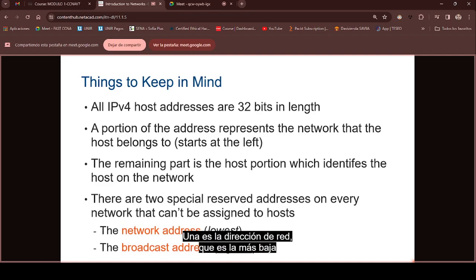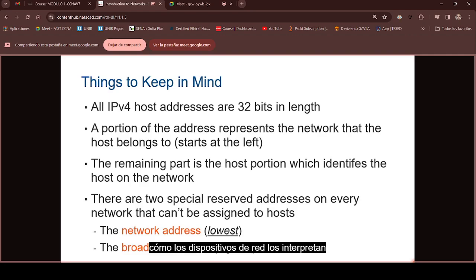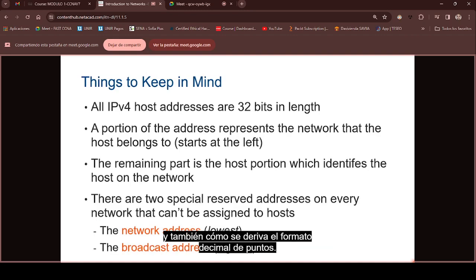One is the network address, which is the lowest in the range of addresses and represents the network that all the devices belong to. And the other is the broadcast address, which is the highest address in the range and can be used for a shout out to all devices on the network at once. Thankfully, there are shortcuts you can take for calculating these addresses without having to convert to binary first. But examining these addresses at the bit level should help you understand how network devices interpret them and also how the dotted decimal format is derived.